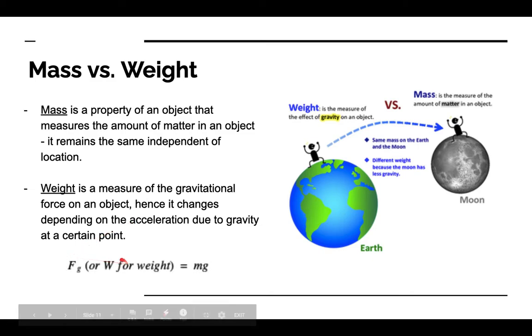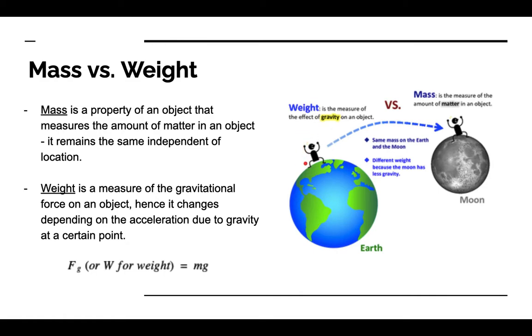So the equation we have for weight, which is W, or the force due to gravity, is mass times acceleration, where we replace acceleration with the acceleration due to gravity, which is g. So Fg, the force due to gravity, or your weight, is equal to mg. So here's a slide to demonstrate this. Weight is the measure of the effect of gravity on the object, where mass is the measure of the amount of matter in an object.